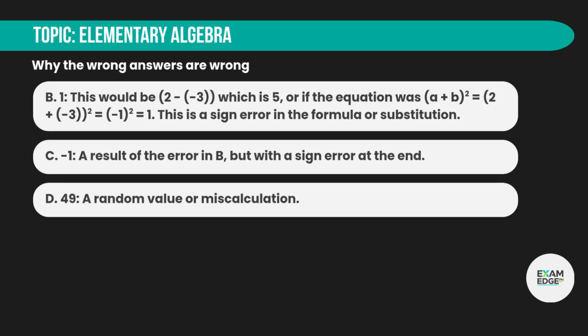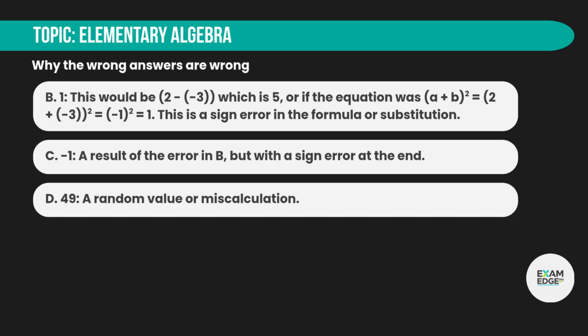Why the wrong answers are wrong? B. 1. This would be 2 minus 3, which is 5, or if the expression was (a plus b) squared, which equals (2 plus minus 3) squared, equals minus 1 squared, equals 1.